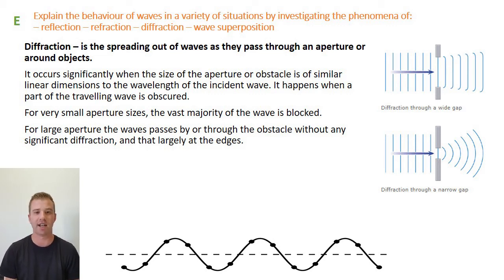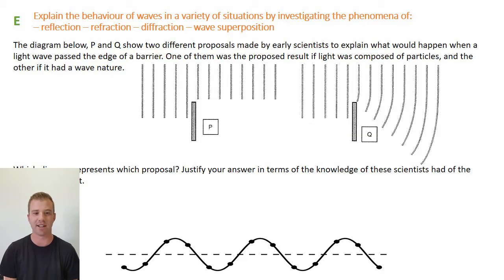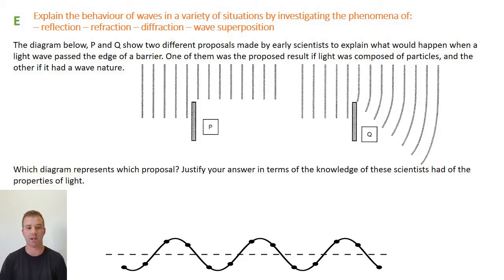So let's have a look at a question here that you may be asked in class. The diagram below, P and Q, show two different proposals made by scientists to explain what would happen when light passed through an edge of a barrier. One of them proposed that light was comprised of particles and the other had a wave nature. Which diagram represents which proposal?